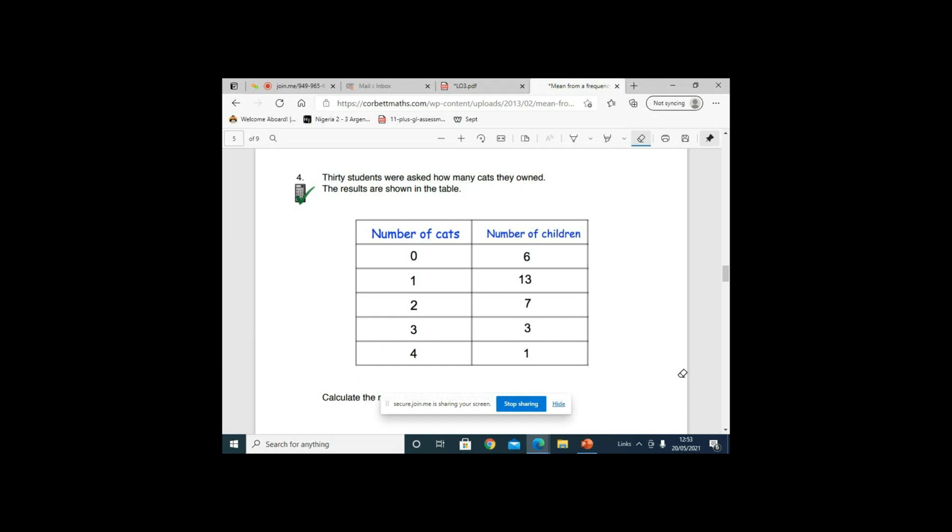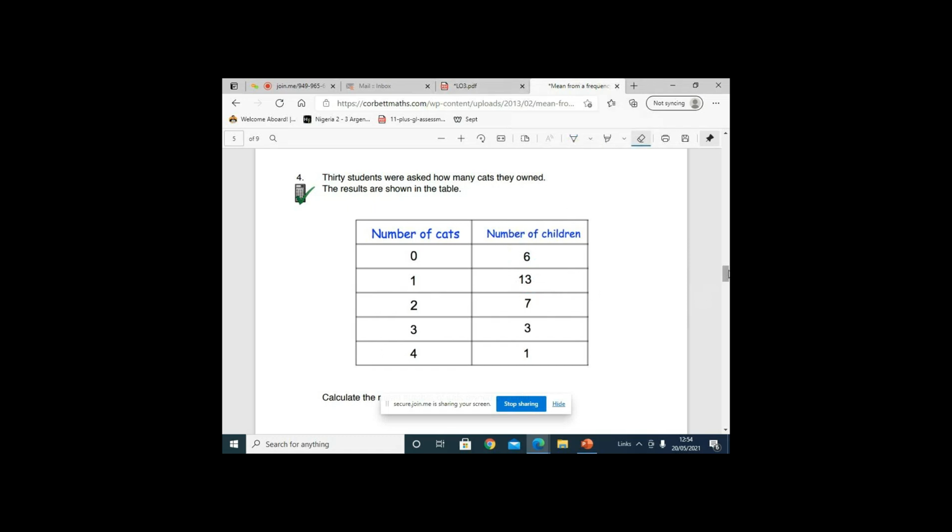So the total number is 46. Then you now divide by the frequency, the number of children. That's 30. So now divide 46 by 30. 46 divided by 30 is going to be 1.5. That's the mean.